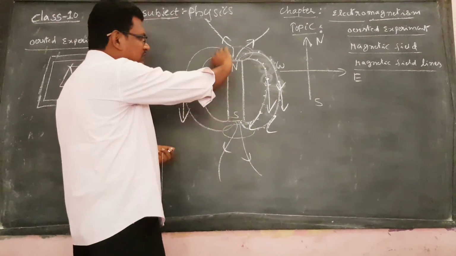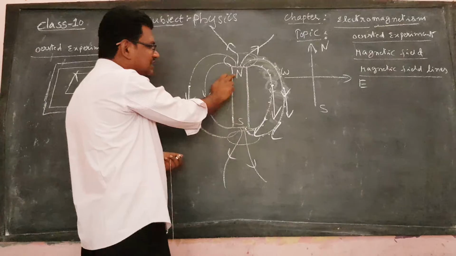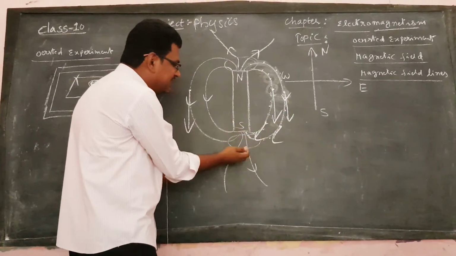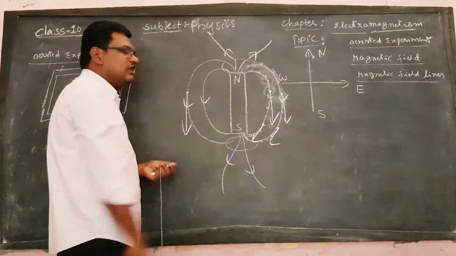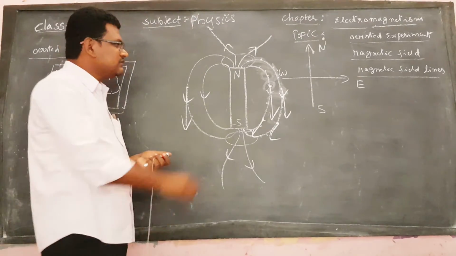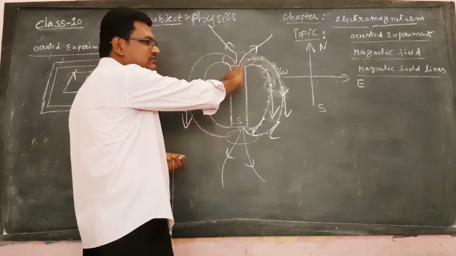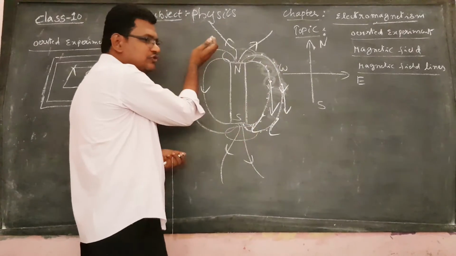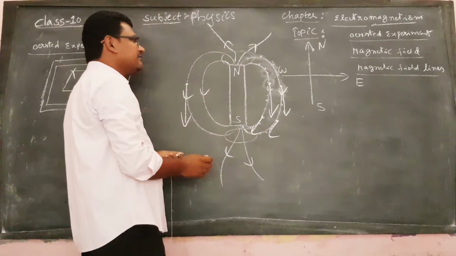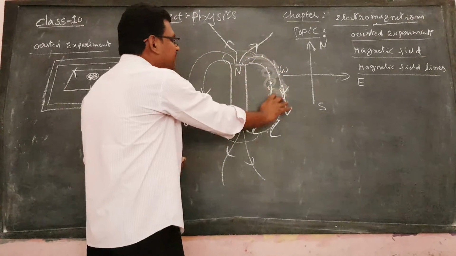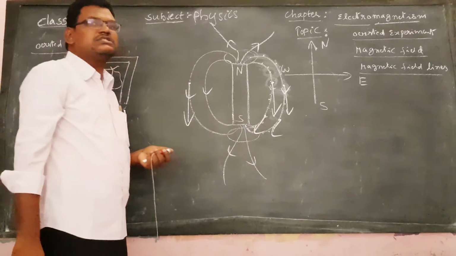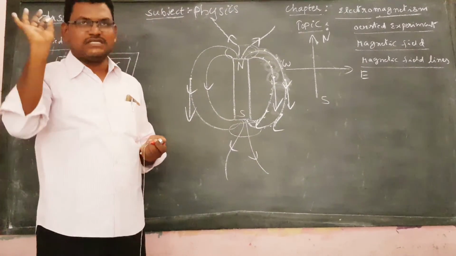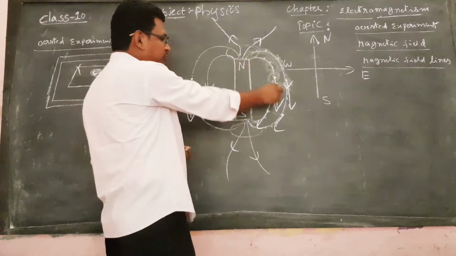We see that the magnetic field lines come out from the north pole of a magnet and enter into the south pole of a magnet. That means the magnetic field lines are closed curves from north pole to south pole.